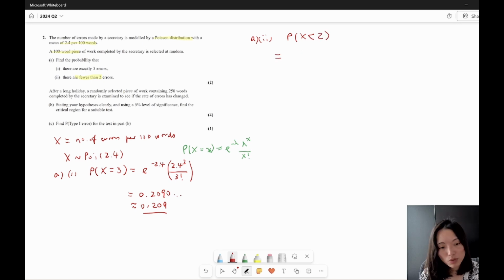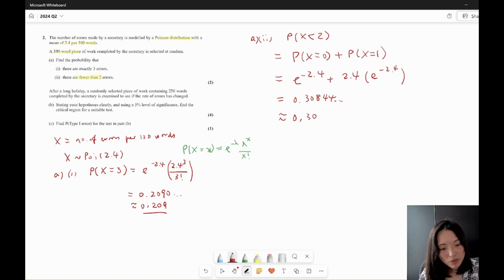If X is less than 2, we simply are interested in the probability of X equals 0, which means no error, or X equals 1. Try to be clearer. X equals 0 using the PMF of the Poisson distribution is e to the minus 2.4. X equals 1 is simply 2.4 times e to the minus 2.4. So that equals 0.30844, which is roughly 0.308 to 3 significant figures.